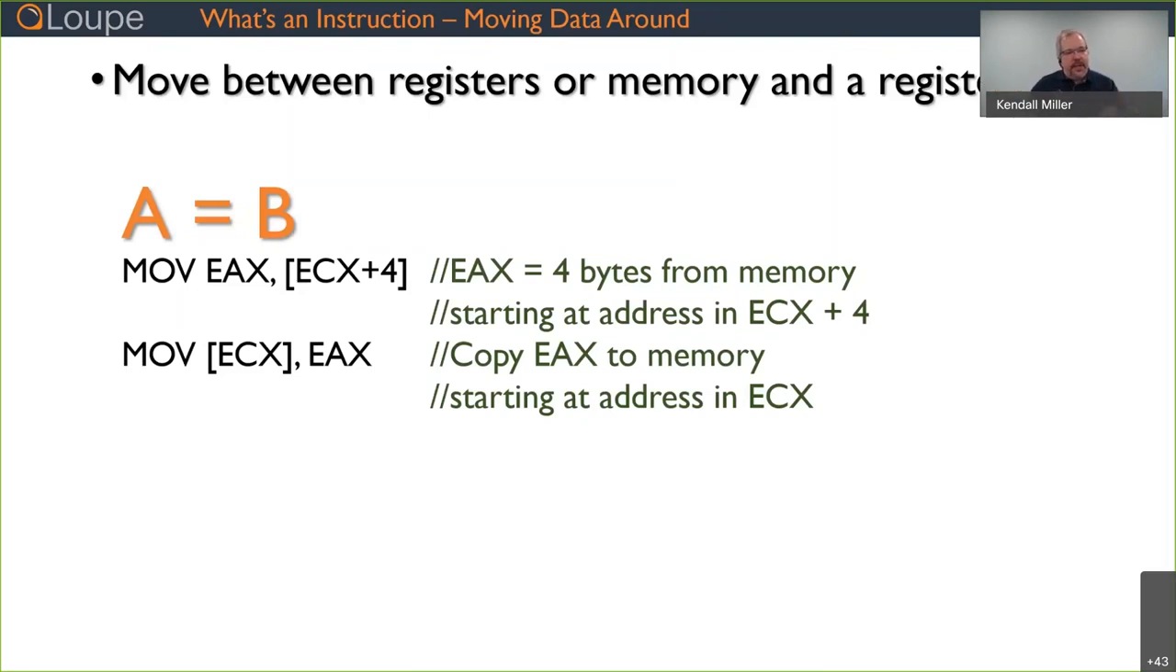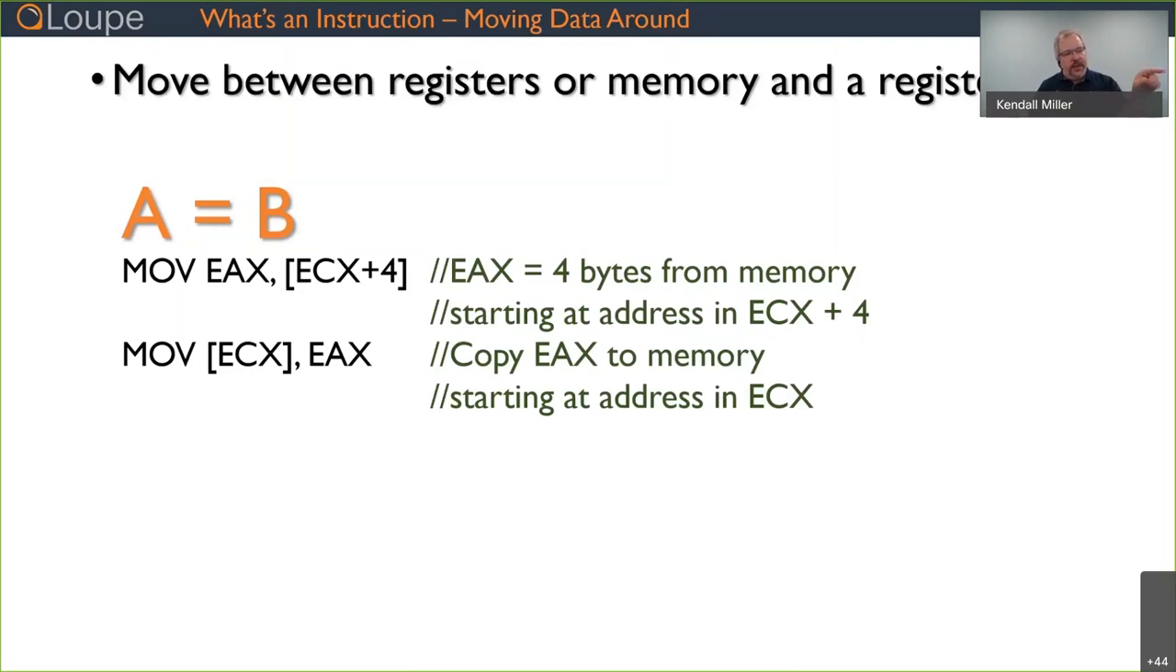Now, actually, I need to correct myself. This A equals B is actually showing two variables in memory. Sorry, where A and B are two variables in your program, which means they exist in main RAM. You can't do an operation between memory to memory, because the memory itself is not a CPU. So instead, we have to pull one of those values into the CPU and then push it back out to where we want it in RAM.